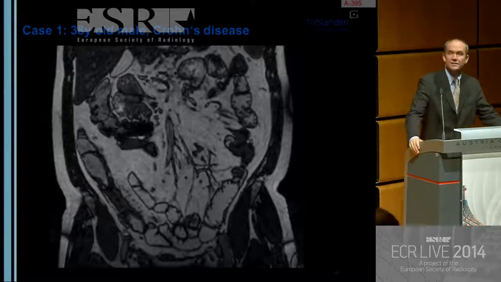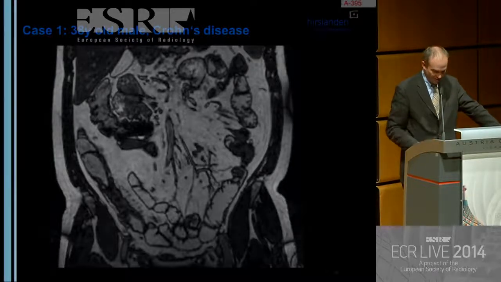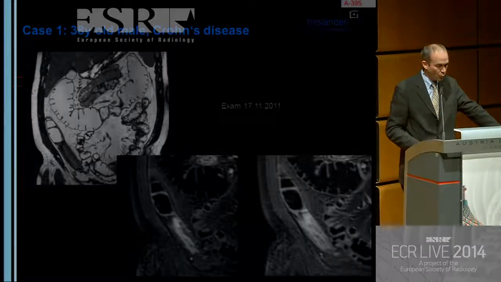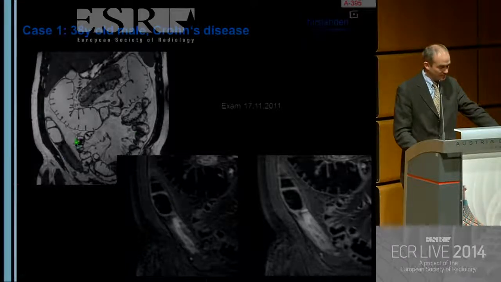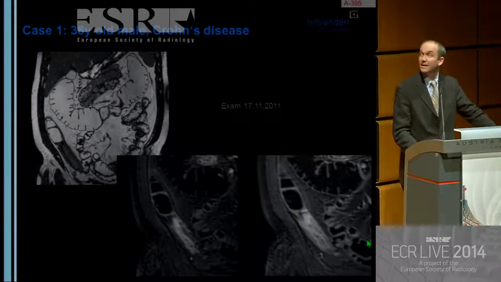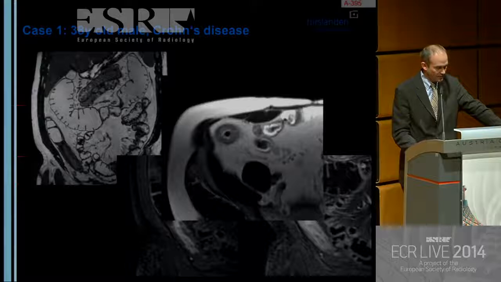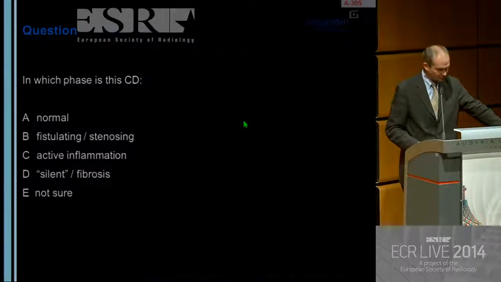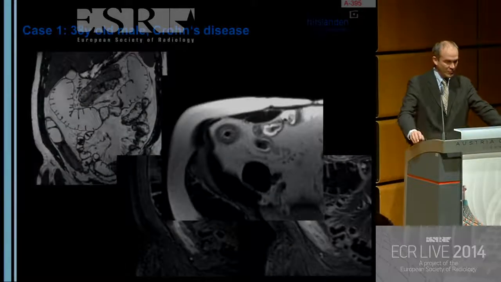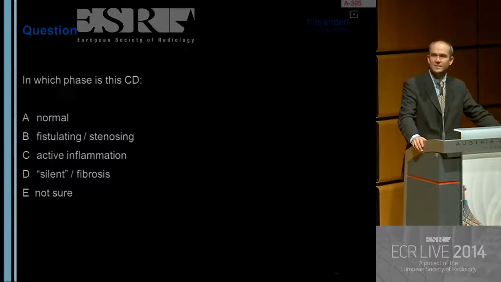So some last cases. I will mainly focus on imaging. We have this 30-year-old man with known Crohn's disease. We look at these images: this is the T2 image, the T1 image, early arterial phase, and then late phase 90 seconds post. And you see this HASTE sequence with this clear intramural edema. So with these images, we can go back and look at them once more. And in which phase is this patient, or is this Crohn's disease?